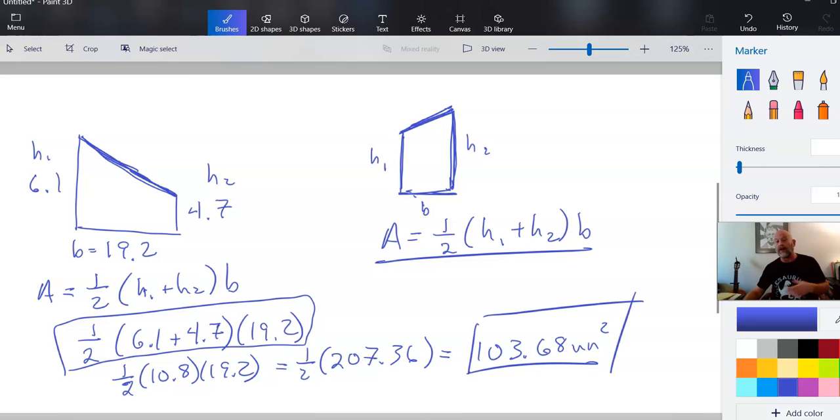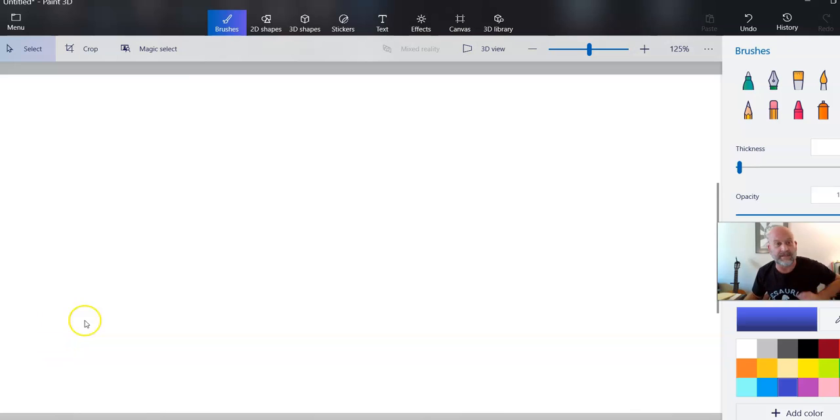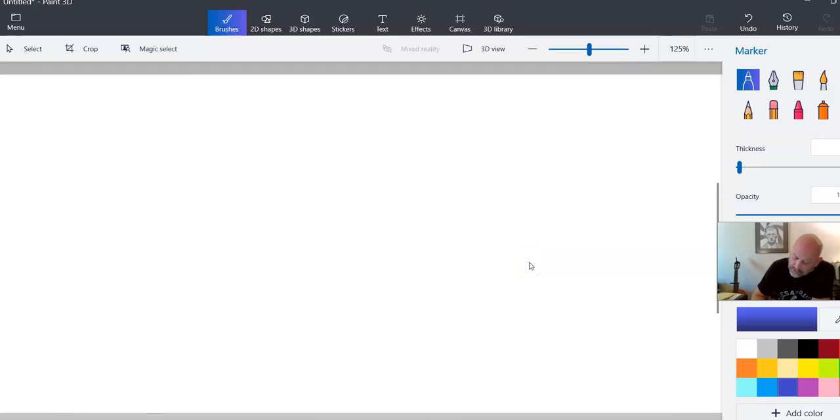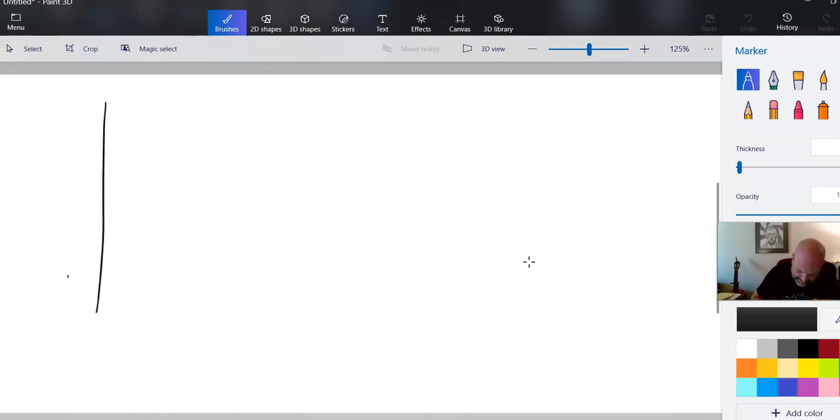Now, we need to start talking about the actual area under a curve. So let's go ahead and delete this, and we will take a look at that now. Okay, so now we've been talking about the area under a curve. I haven't really given you a curve yet. All I've done is given you trapezoids. So let's actually take a look at something here that we can play with.